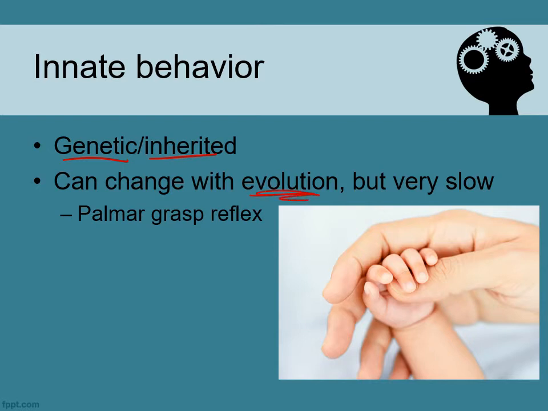One cool thing about innate behaviors: because they are genetic, because they are inherited, they can change over time with evolution, but we know that evolution tends to move pretty slowly. So these behaviors are sometimes remnants of our very long ago past. One example is the palmar grasp reflex.